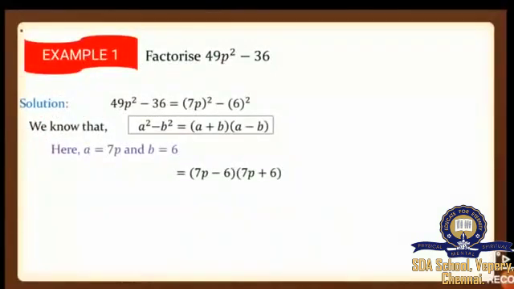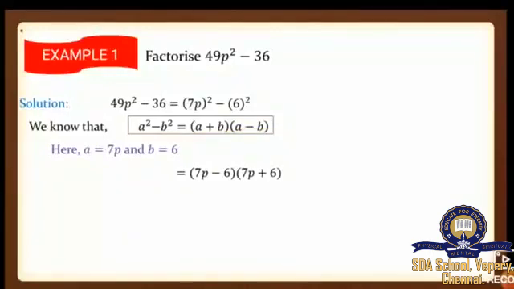Factorize 49p square minus 36. The first term 49p square can be written as 7p the whole square. Similarly, 36 can be written as 6 square, since 6 into 6 is 36 and 7 into 7 is 49. If you observe this, it is in the form of a square minus b square. We have studied the identity a square minus b square equals a plus b into a minus b. So using this identity, we can factorize the given expression.